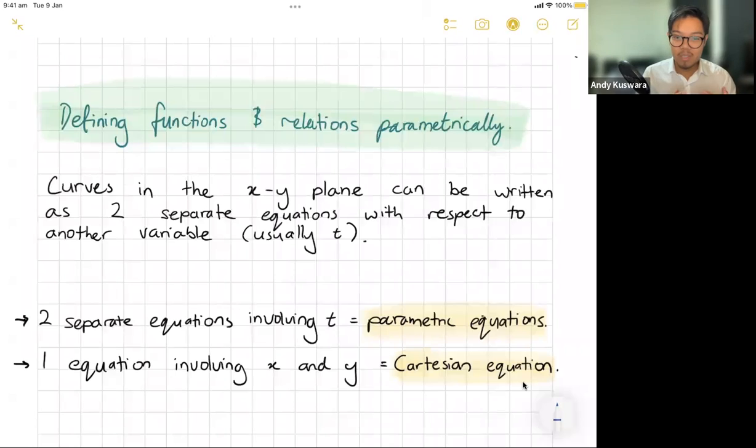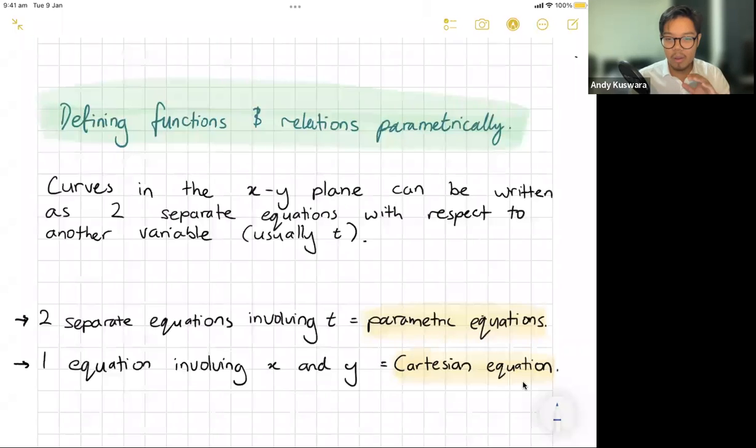Now, this concept just kind of means that we have these curves in the xy plane. And what we can do is sometimes we can split the x equation and the y equation and write them both in terms of a different variable, normally t, sometimes theta, depending on what you're working with. And it's used to simplify our working out a little bit. Now, let me explain how that looks.